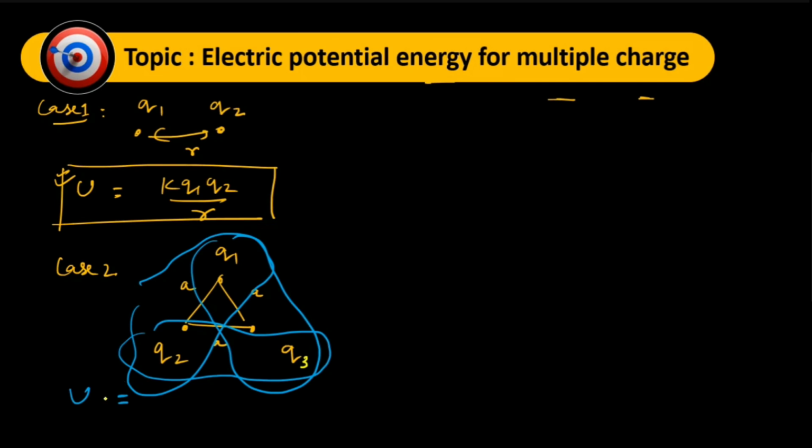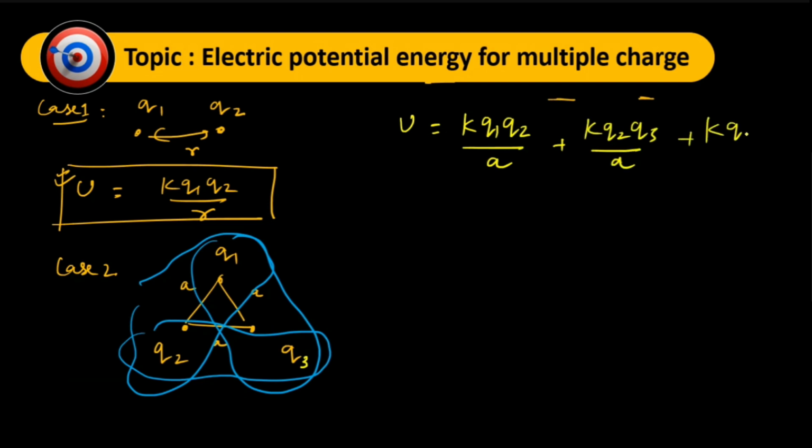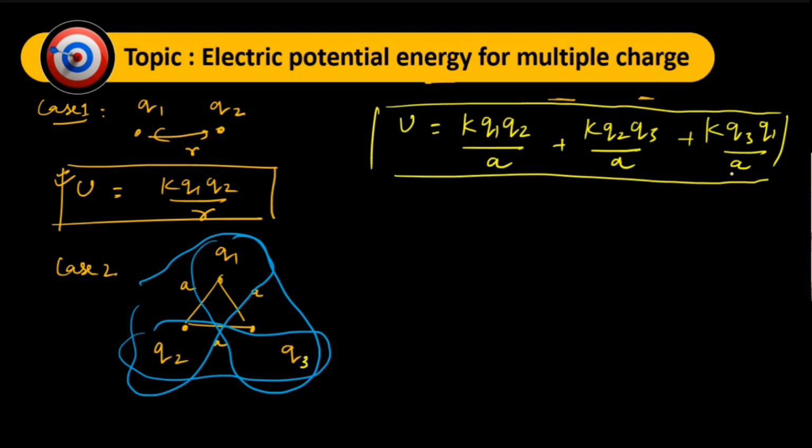So the potential energy is going to be, I guess it must be coming to your mind, K Q1 Q2 by A plus K Q2 Q3 by A plus K Q3 Q1 by A. This is the potential energy of the system. So you just add up the pairs. Yes.